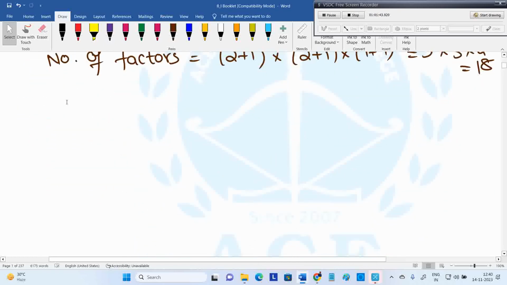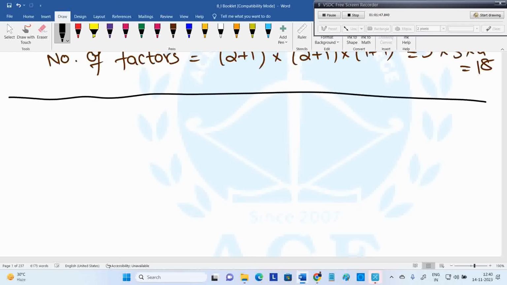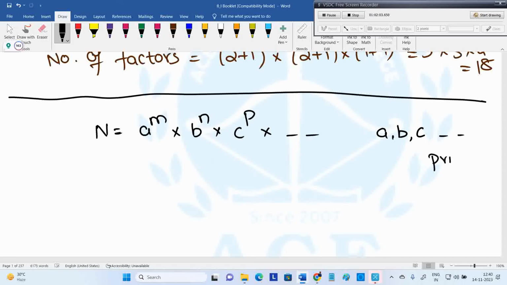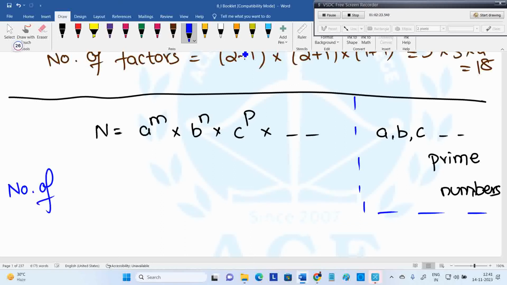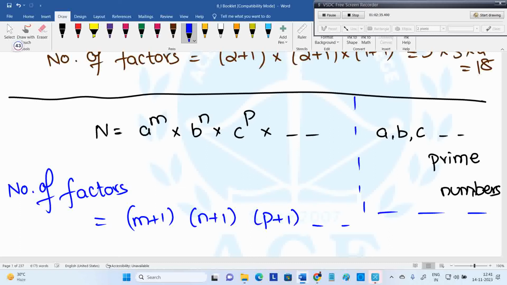Now, what's the procedure as per the question? Just now what we discussed, I'm giving the outline. Then why you have to do it will also be given. We'll give clear clarity, don't worry. You have to write the number as A power M, B power N, C power P, and so on. Here A, B, C are prime numbers, which means we have to write the given number as prime number powers. Then the number of factors is M plus 1 into N plus 1 into P plus 1, and so on. If you have some more prime numbers and powers, that is also fine. This is the procedure we gave.